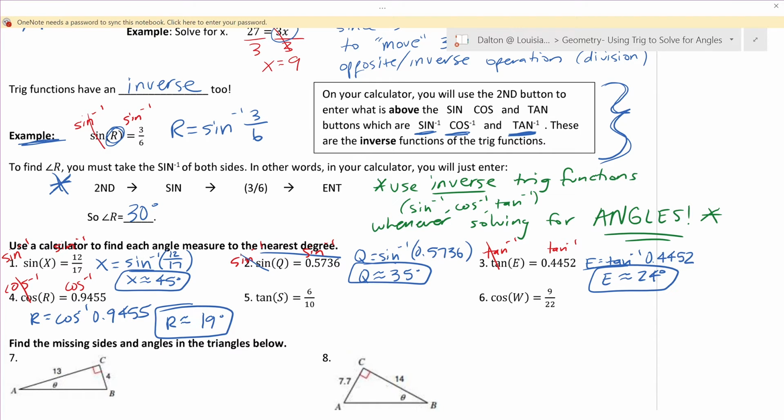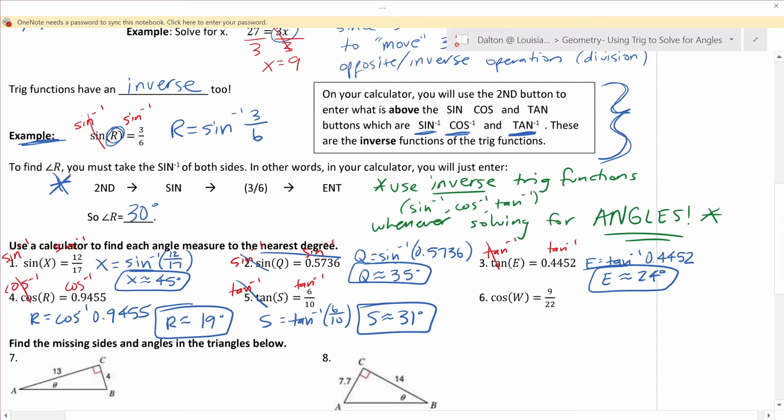Number 5, I've got tangent of S equals 6 over 10. So I'm going to take the tangent inverse of both sides. That way on the left side, the tangent inverse and tangent cancel, and I'm left with S equals tangent inverse of 6 over 10. So can you hit the second tangent button? And we'll get that S is approximately 31 degrees.